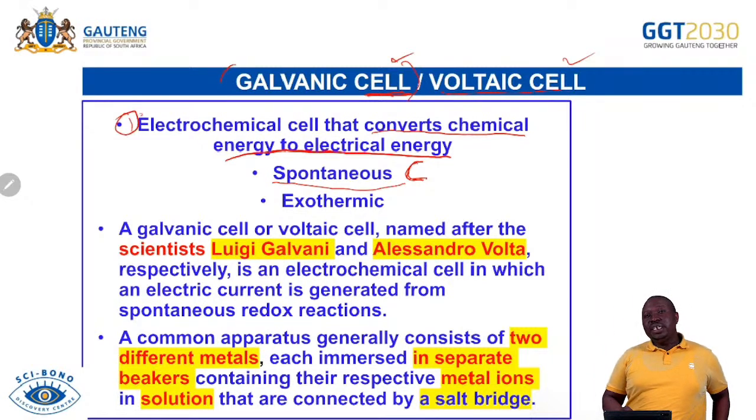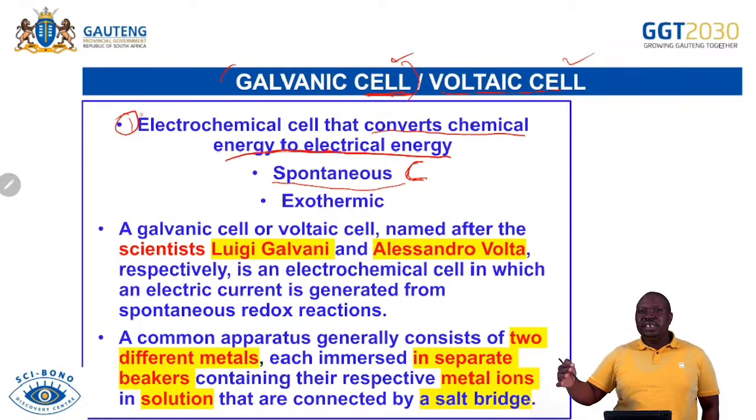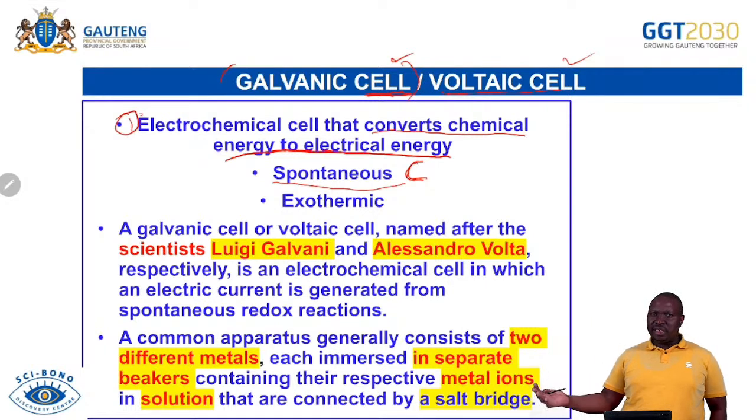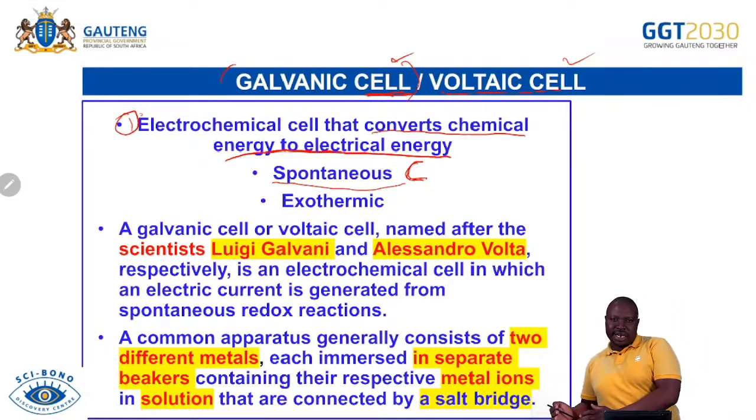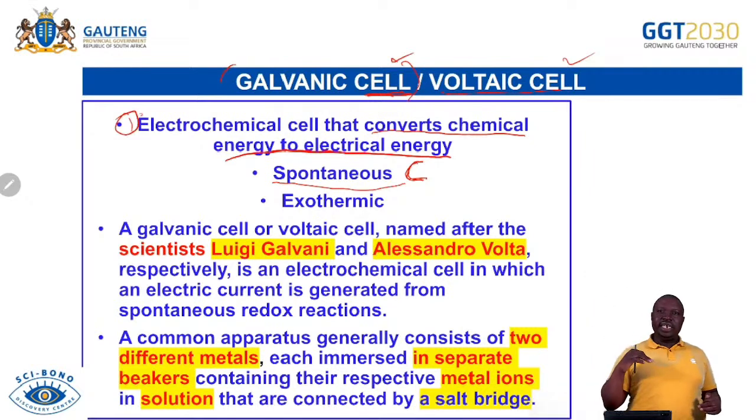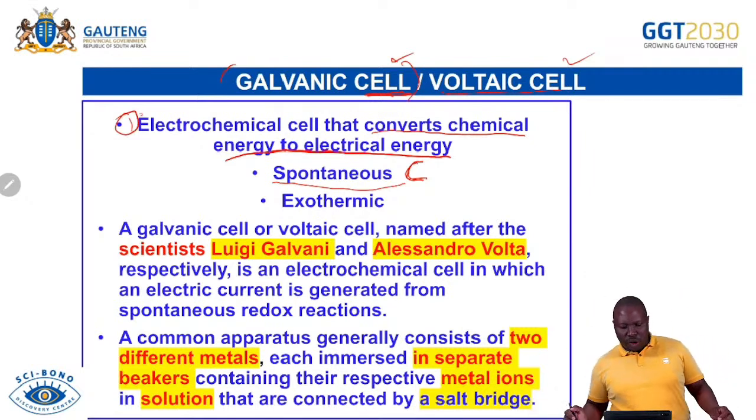We say this is exothermic. You remember exothermic means energy is given off or energy is released. Remember, we're having chemical energy, now it becomes electrical energy. So we don't add energy. It's not endothermic, it's exothermic.